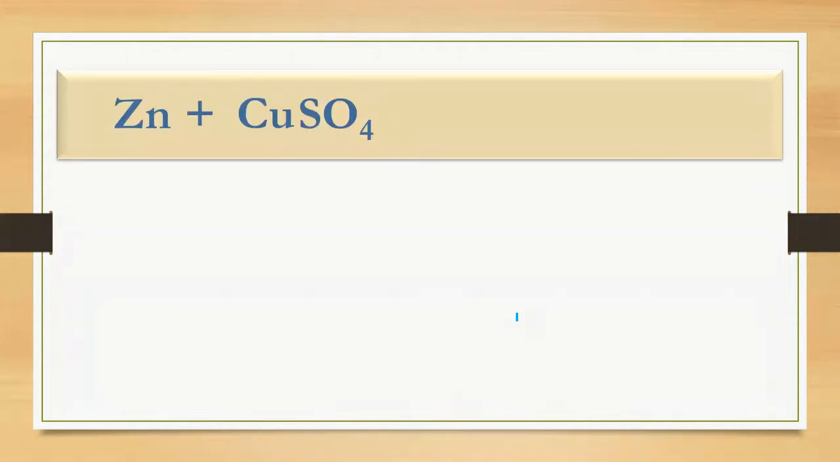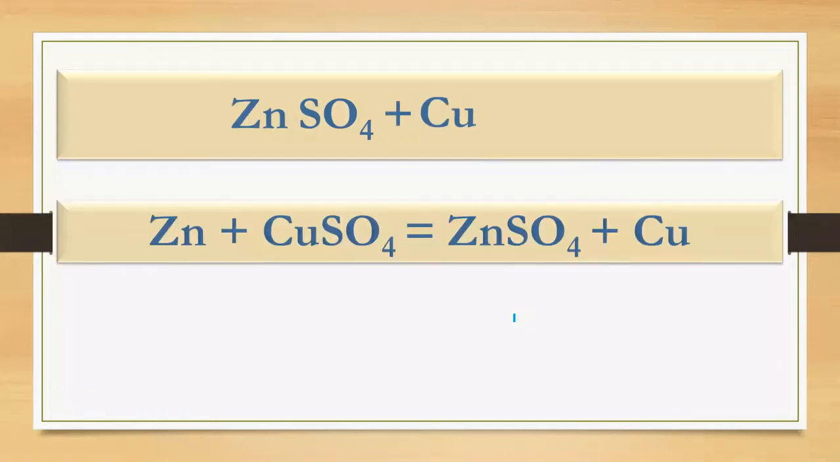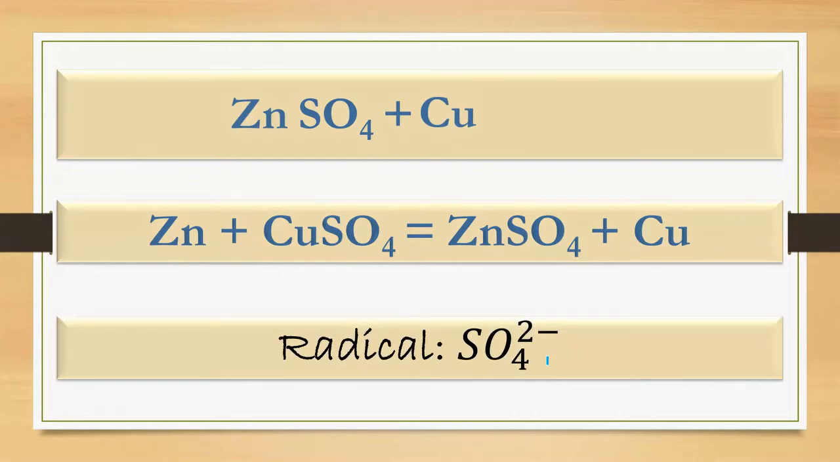Now, zinc reacts with copper sulfate. When we add zinc dust in copper sulfate solution, zinc replaces the copper atom so that zinc sulfate and copper is produced. The reaction we can write down as zinc plus copper sulfate equal to zinc sulfate plus copper, where sulfate is a radical because sulfate works as a single atom. Sulfate doesn't change in this reaction.